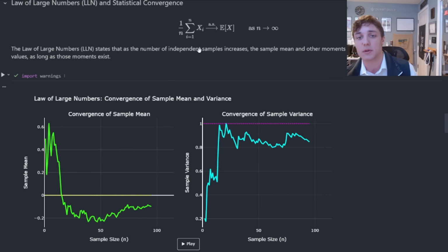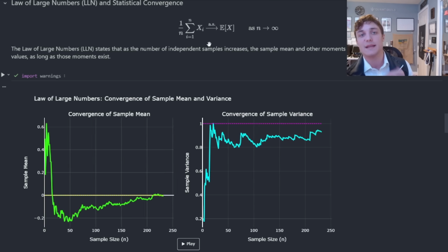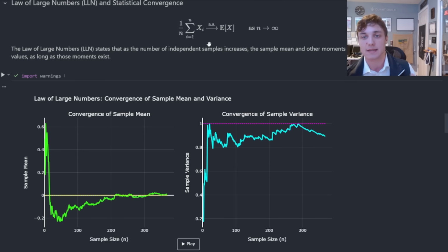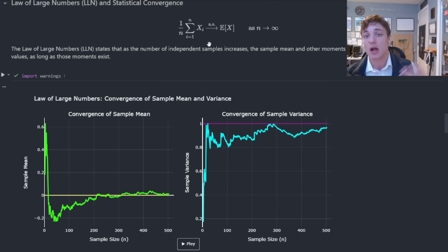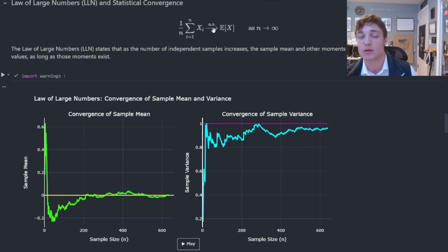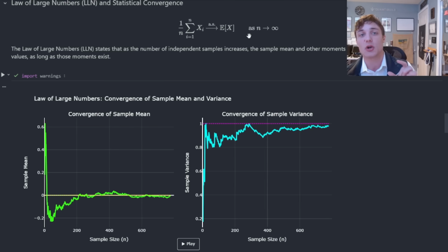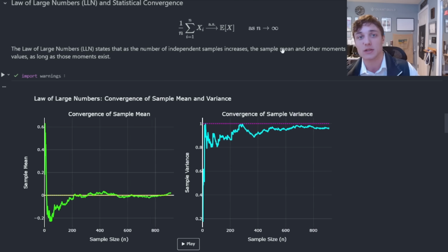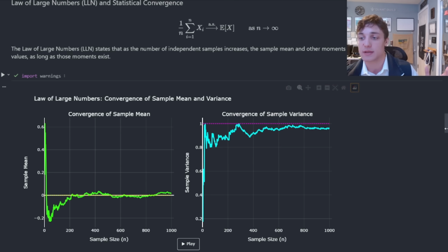The law of large numbers is effectively telling us, as we continue to sample from the same distribution and compute these sample statistics, if we have a large enough sample size, as that sample size approaches infinity, we are going to converge to those population values. My sample mean is going to converge to my population mean. My sample variance will converge to my population variance, as is the case with the other statistical moments.